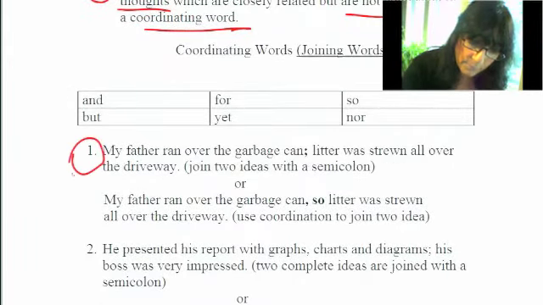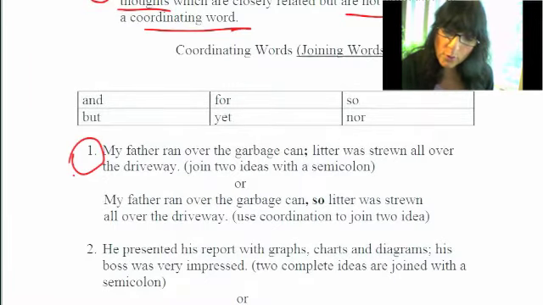The first one, my father ran over the garbage can. Litter was strewn all over the driveway. If you look closely at this sentence, you have two complete ideas. The first one, my father ran over the garbage can. The next one is litter was strewn all over the driveway. So there are different methods to add variety to your writing to join them. I guess one thing you could do is say my father ran over the garbage can, period, and then a capital, litter was strewn all over.